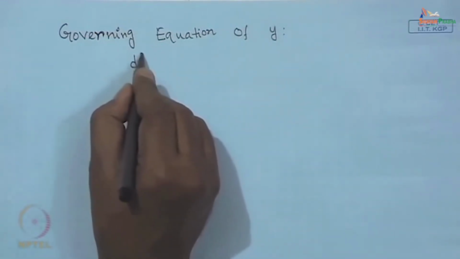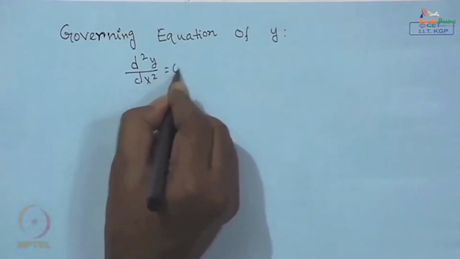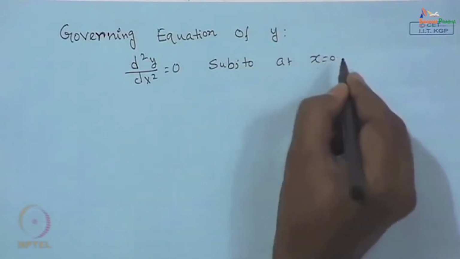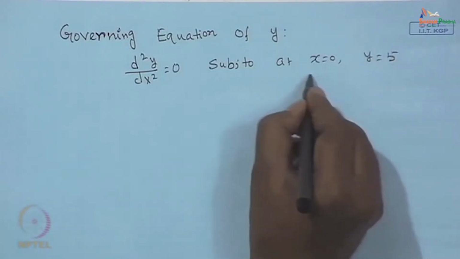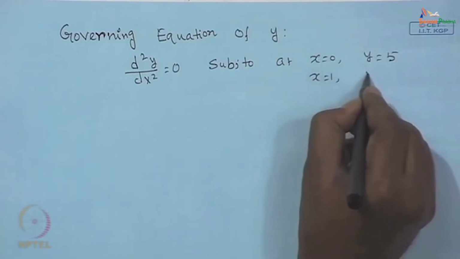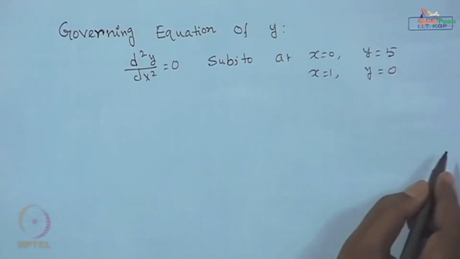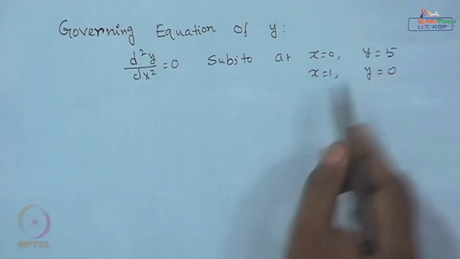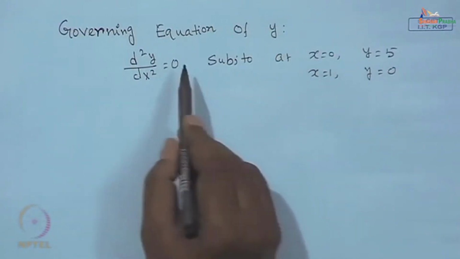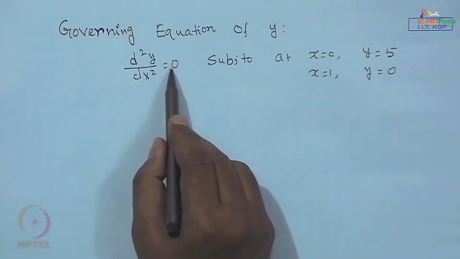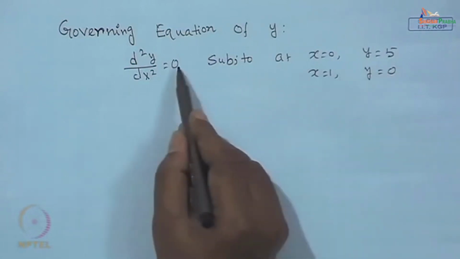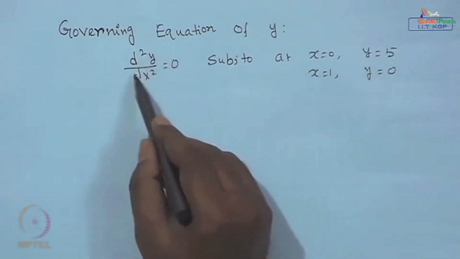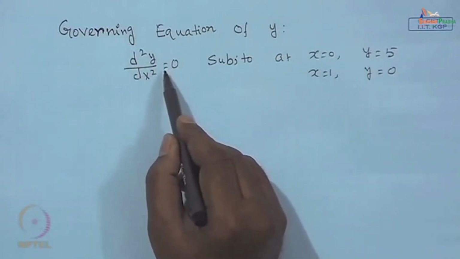The governing equation of y will be d square y dx square is equal to 0, subject to at x is equal to 0, y is equal to 5, at x is equal to 1, y is equal to 0. So, what we have done here? We have considered the sub problem y and we have considered only one non-homogeneity at a time, forcing the other two non-homogeneities to be 0. So, there were two more non-homogeneities, one in the governing equation, another in the boundary condition. We are forcing these two non-homogeneities to be 0 and keeping one non-homogeneity at a time. So, that is the governing equation of the first sub problem with the boundary condition.